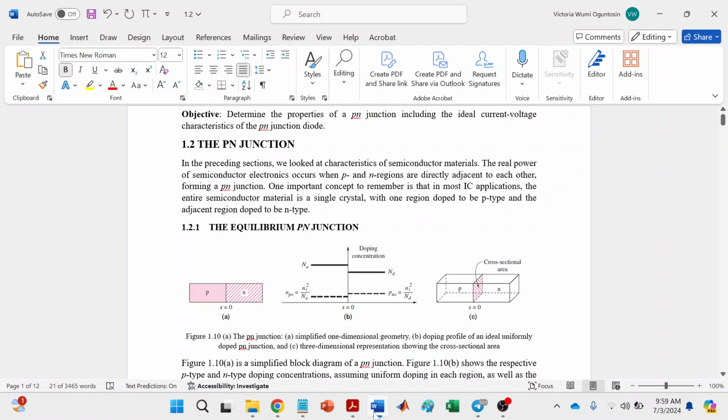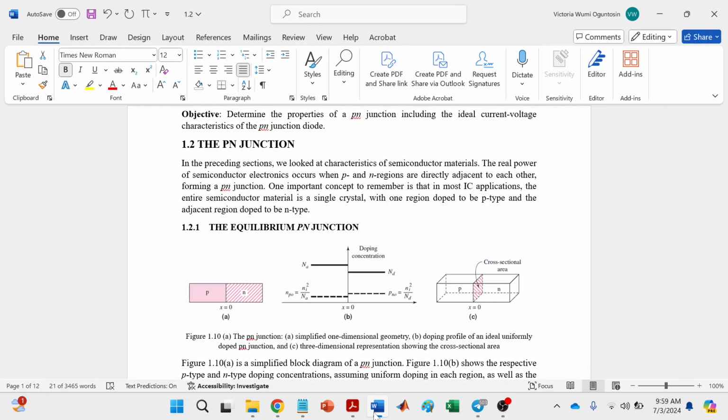So we are going to be looking at the PN junction today. The objective of the class is to determine the properties of a PN junction, including the IV characteristics of the diode. The PN junction essentially is a diode, so we are going to be considering that in this class.